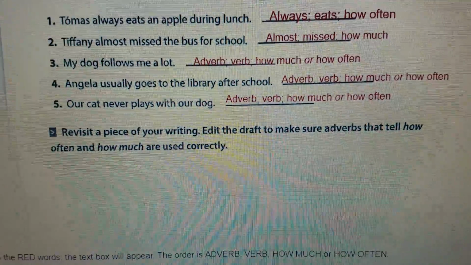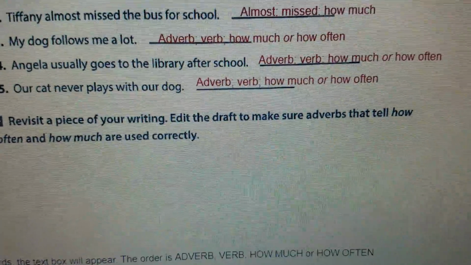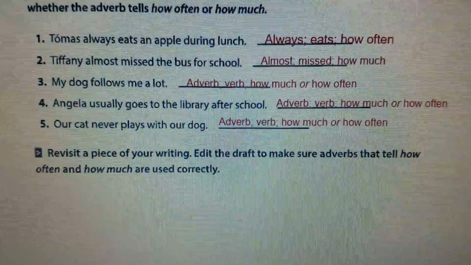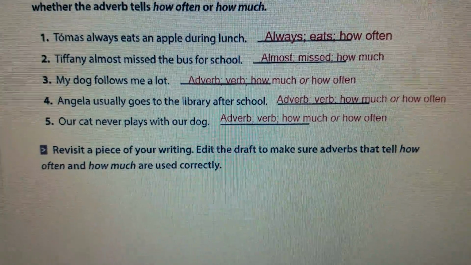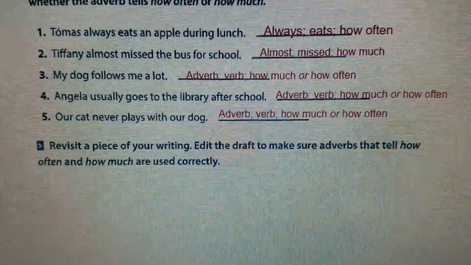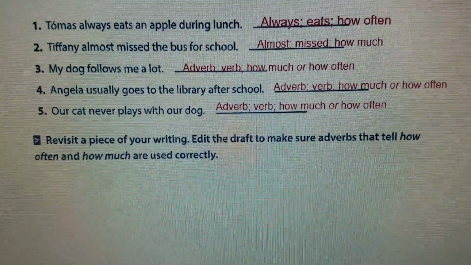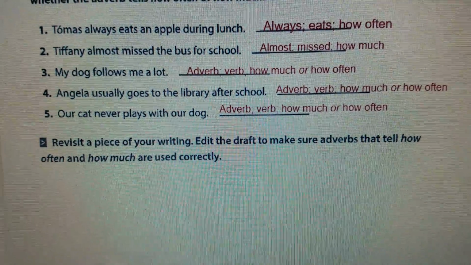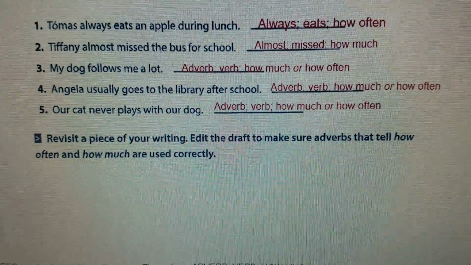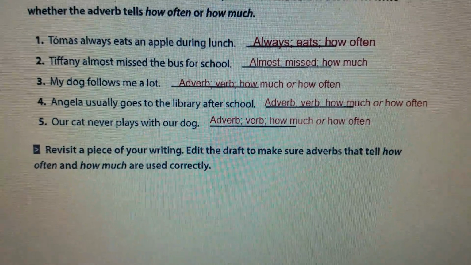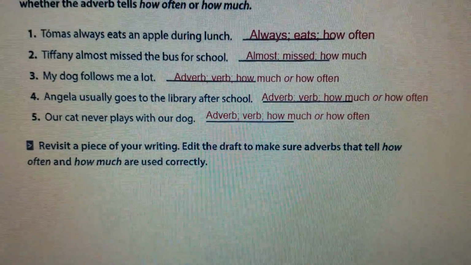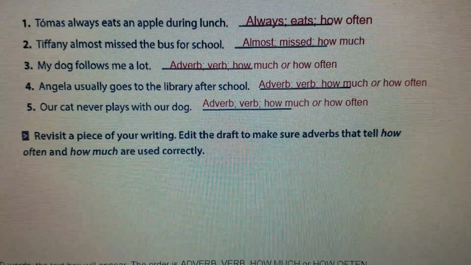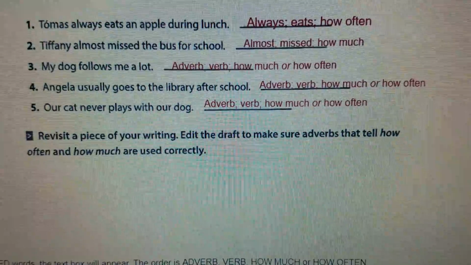Number 5, our cat never plays with our dog. Now, plays is our verb. What word tells you how much or how often? That word will be your adverb. Our cat never plays with our dog. With our dog is not your answer. With our dog is a prepositional phrase. So remember we said prepositional phrases are like chunks. You can't mess with them. So your choices are our cat never plays. Which one tells you how much or how often, if plays is your verb?